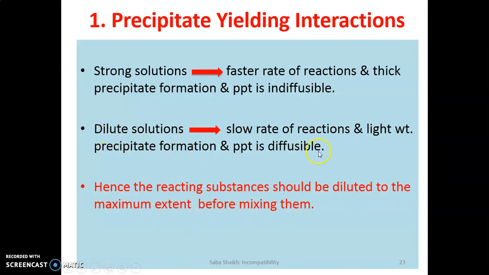So the second rule is more applicable to avoid any kind of incompatibilities, as if there is a precipitate forming and that precipitate is light in weight and diffusible, it means if the product has precipitate, you can shake the bottle continuously so that all the precipitate can be diffused throughout the liquid and accurate dosage can be taken out from the container. So mostly the dilute solutions are preferred over strong solutions whenever possible.